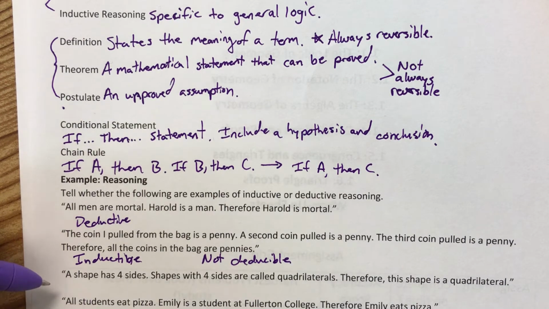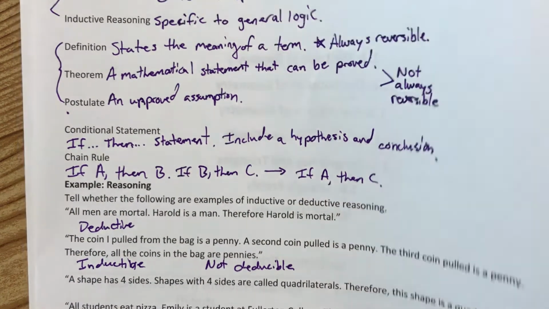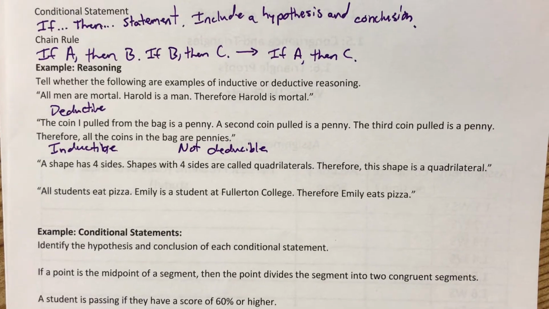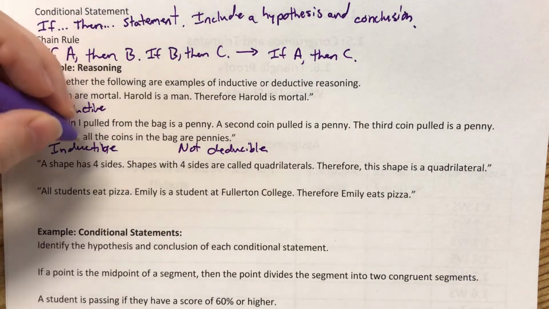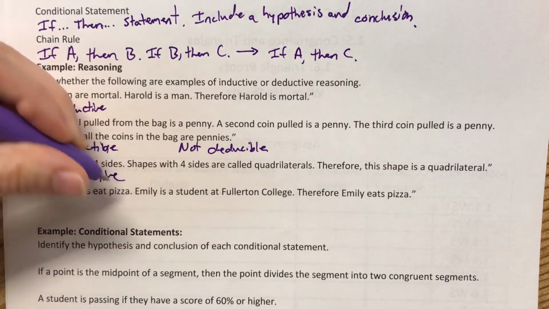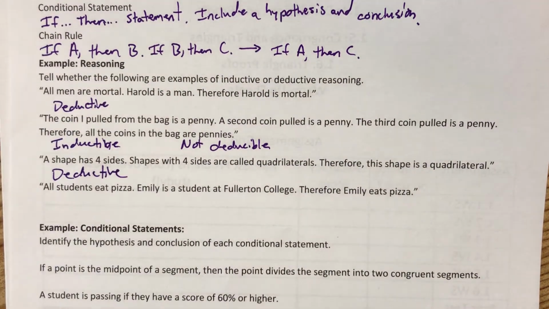A shape has four sides. Shapes with four sides are called quadrilaterals. Therefore, the shape is a quadrilateral. This one is deductive reasoning. We're using the general shapes with four sides are called quadrilaterals and applying it to the specific shape that has four sides and drawing a conclusion from there.